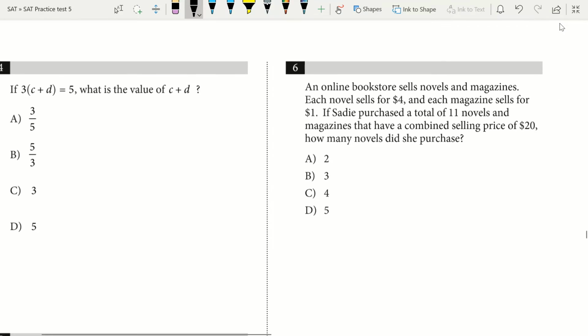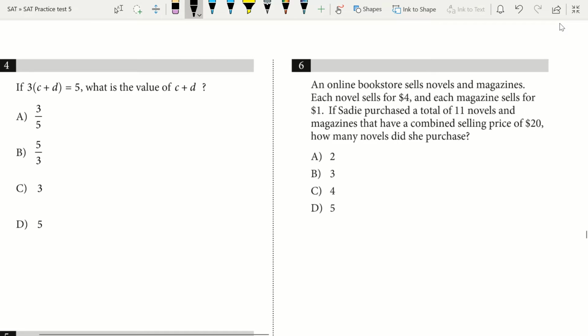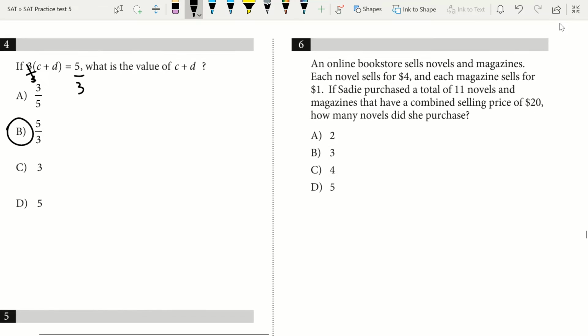All right, question 4. If 3 times c plus d equals 5, what is the value of c plus d? All right, well, what we can do is divide each side by 3 to isolate c plus d, and we see that c plus d is equal to 5 over 3, so our answer there will be B.